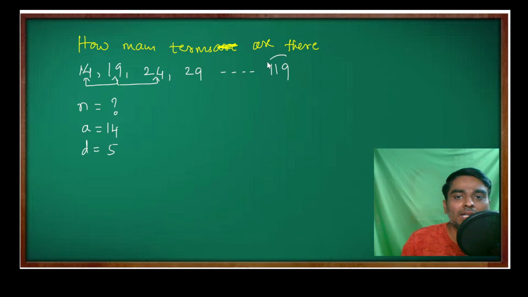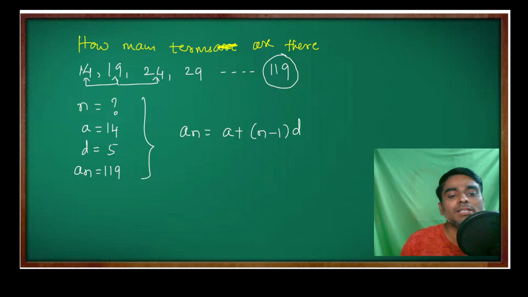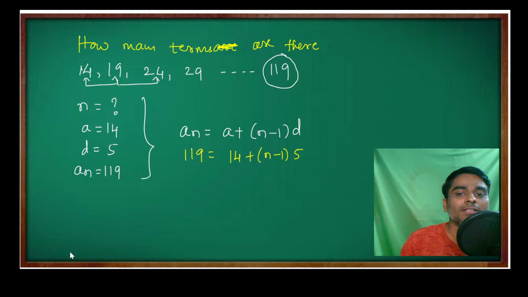What else do you want? The last term is also given. Here, an is equal to 119. So clearly which formula? an equals a plus n minus 1 into d. Now listen to me carefully. Let's see how you are doing it and how I will do it. 119 equals a, 14, plus n minus 1. I need n, so I will keep this as it is, and multiply by d, 5.